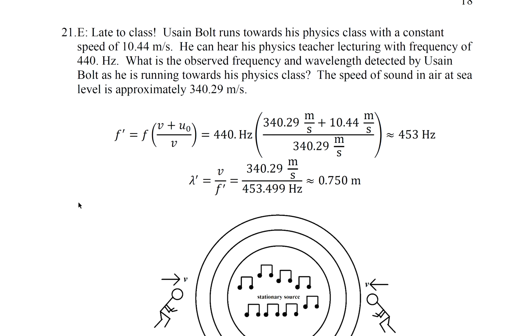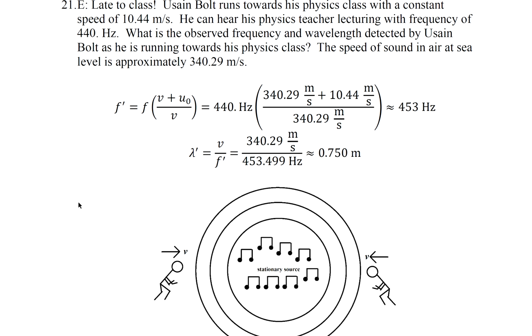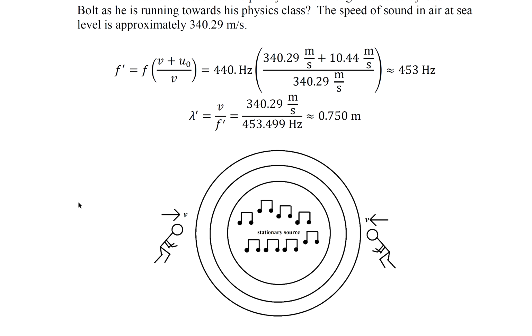Question 21. Usain Bolt runs towards his physics class with a constant speed of 10.44 meters per second. He can hear his physics teacher lecturing with a frequency of 440 hertz. What is the observed frequency and wavelength detected by Usain Bolt as he runs towards his physics class? The speed of sound in air at sea level is approximately 340.29 meters per second. So now Usain Bolt is the observer and the source is stationary.